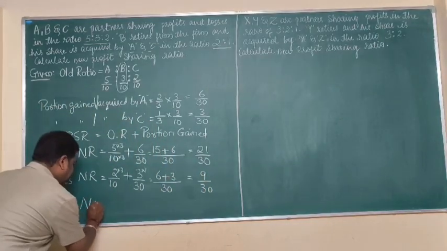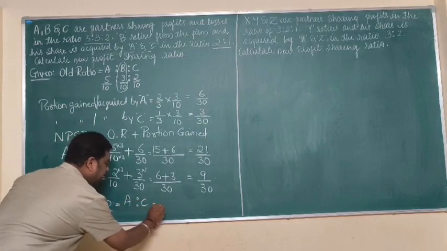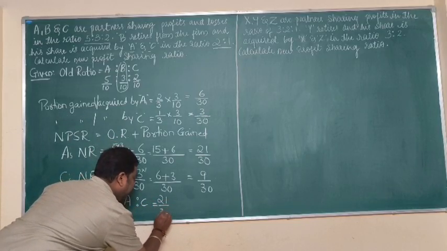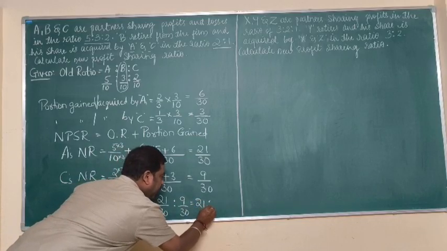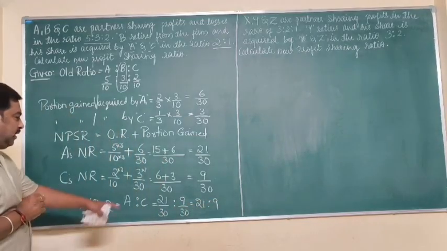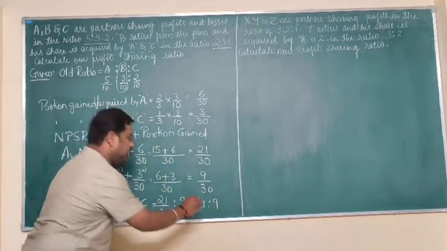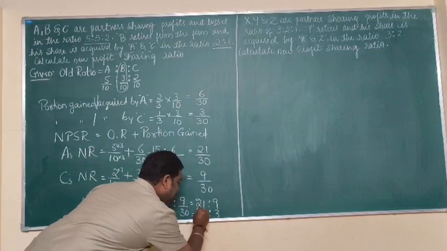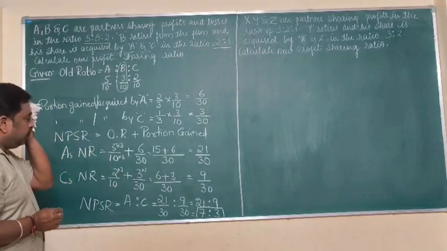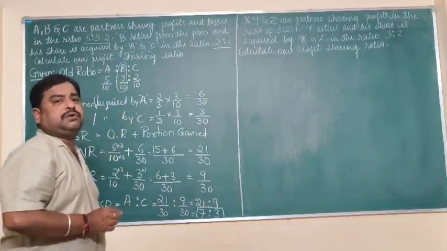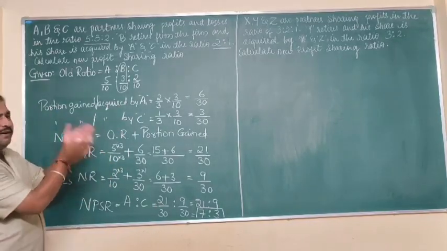So NPSR or new ratio is equal to A is to C, that is 21/30 is to 9/30. So ultimately you get 21 is to 9. I think further we can simplify this. What we can get? It cancels by 3 now. 3 7s are 21, 3 3s are 9. So ultimately what is your answer here? 7 is to 3. So what is the new ratio of the continuing partners? 7 is to 3. It's exactly the same concept what we have done in our admission of a partner. It's a reverse concept.